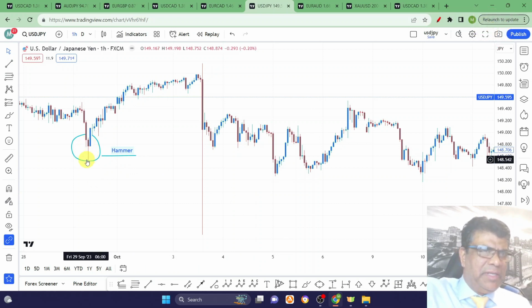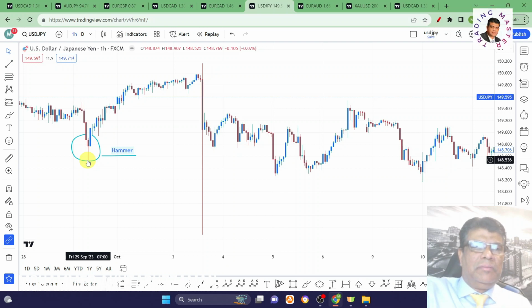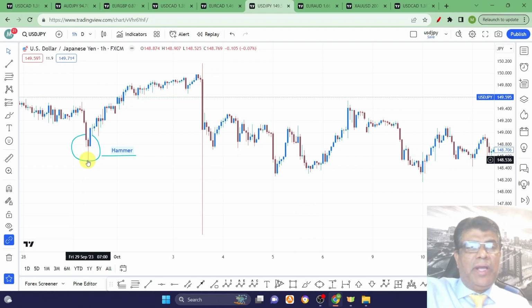33% is the body, 66% is the shadow. This whole thing is the shadow. And it registered the swing low. Because whenever you want to see a hammer, you want to see it registered the swing low. That's number one priority. And sometimes what I do, if I see after three candlesticks, look at 1, 2, 3, it went down after three candlesticks and then registered the swing low, then I take a trade off of that.